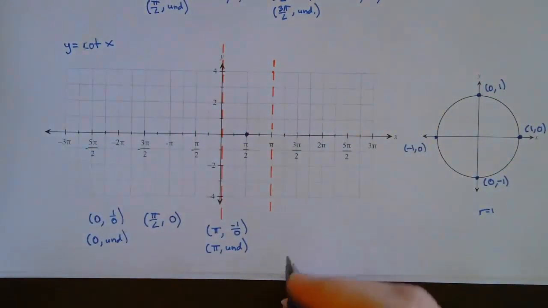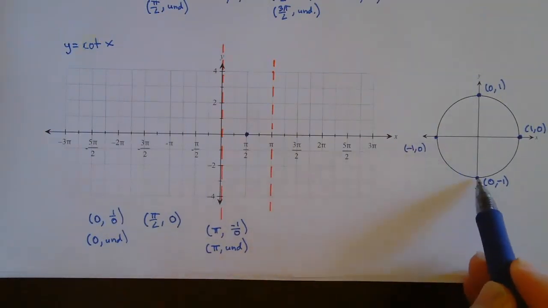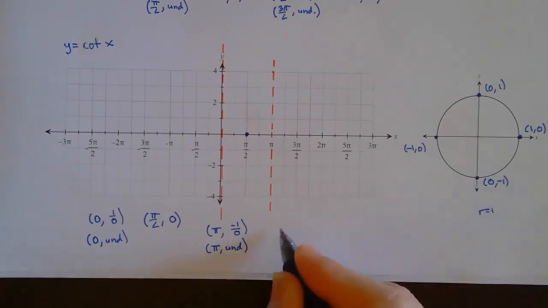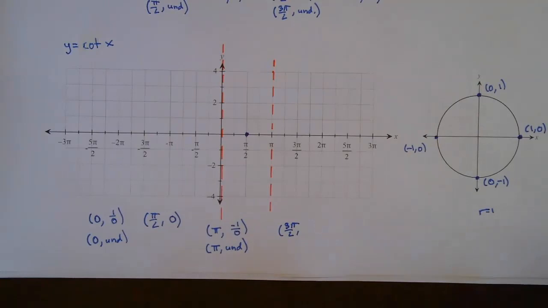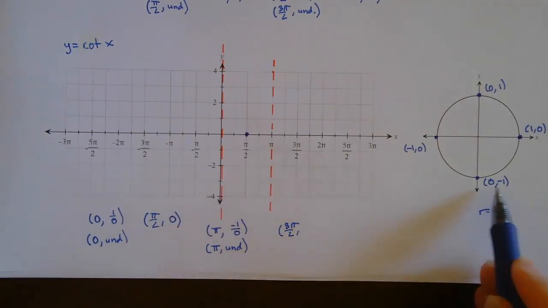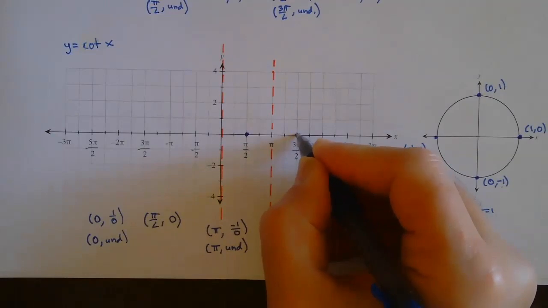Okay, and then let's keep going. So we're at angle pi. Let's go to angle 3 pi over 2, which would put you down here. So 3 pi over 2. And tangent is y over x. So this one's going to be x over y. So 0 over -1, which would be 0. So 3 pi over 2, we're back to 0.